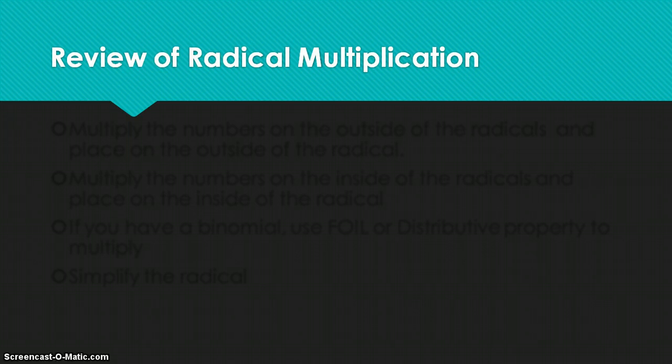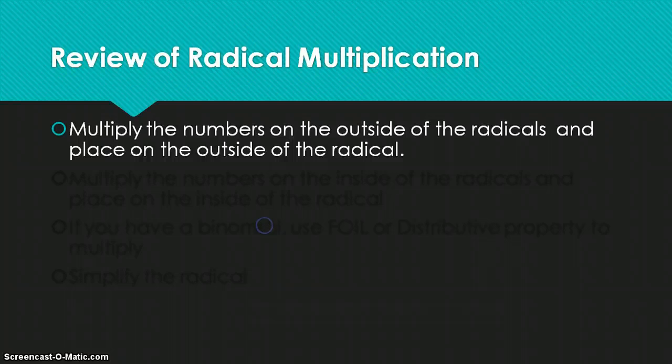The first step to radical multiplication is to multiply the numbers on the outside of the radical and place them on the outside of the radical. So if you have numbers like 2 radical 3 times 4 radical 3, you're going to multiply the 2 and the 4 and keep them on the outside of the radical.